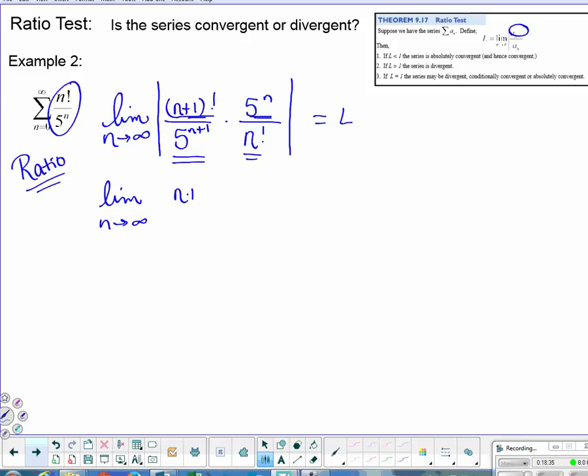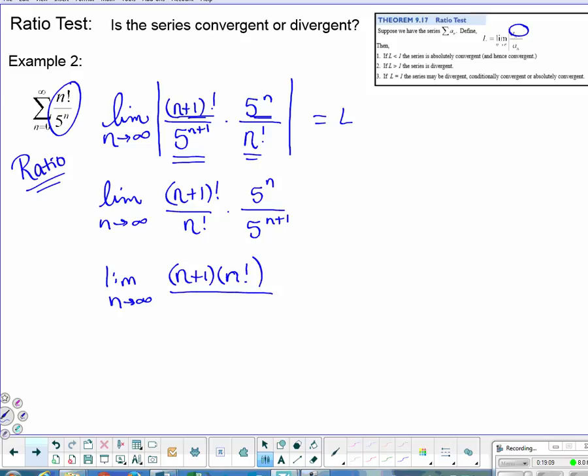So now I need to know, how does n plus 1 factorial compare to n factorial? And then I'm going to lump my 5's together, 5 to the n over 5 to the n plus 1. Let's rewrite our n plus 1 factorial as n plus 1. Reduce it by 1. The next one in line is going to be n, and then n minus 1, and so on. So this will go downhill until it reaches 3, 2, 1. So I'm going to call that n factorial, written over this n factorial, correct? And then I have 5 to the n over 5 to the n plus 1. The limit as n goes to infinity. N factorial cancels with n factorial, leaving me n plus 1.